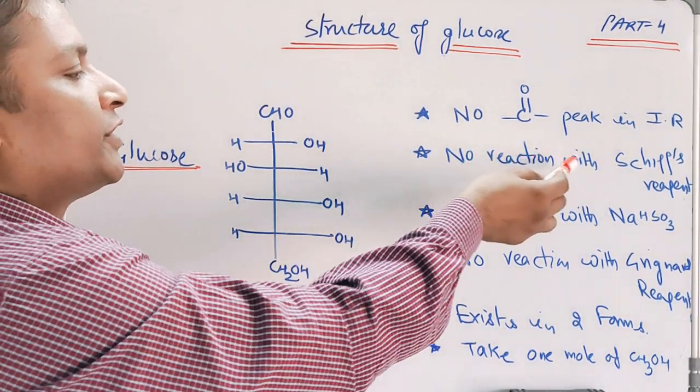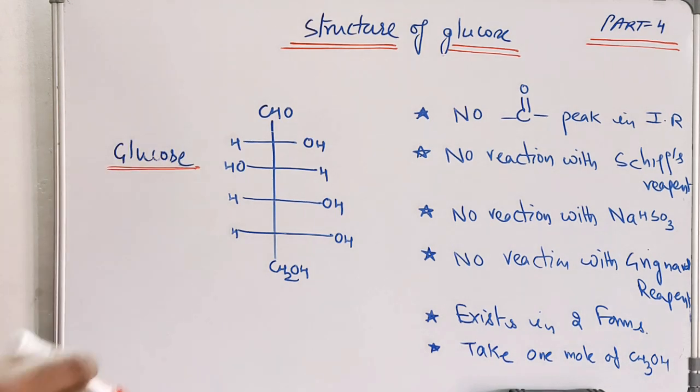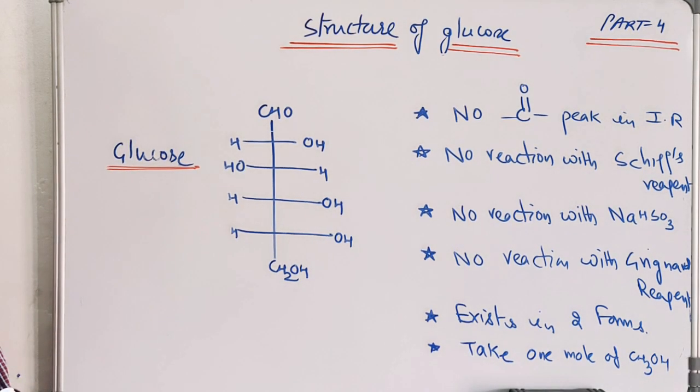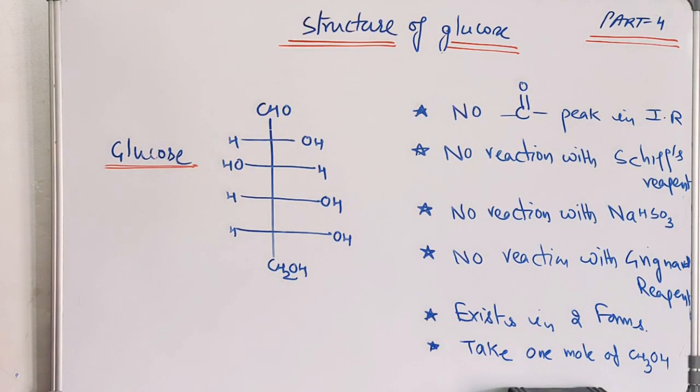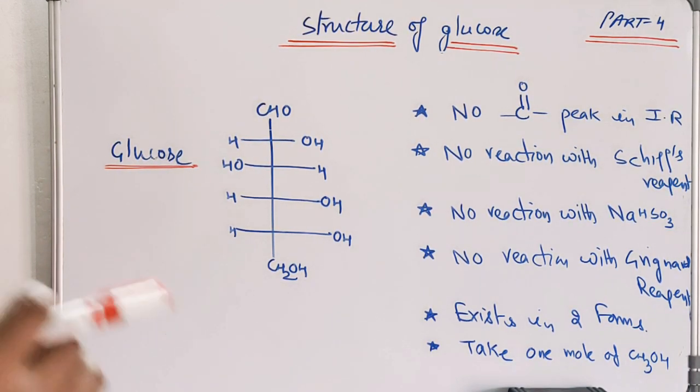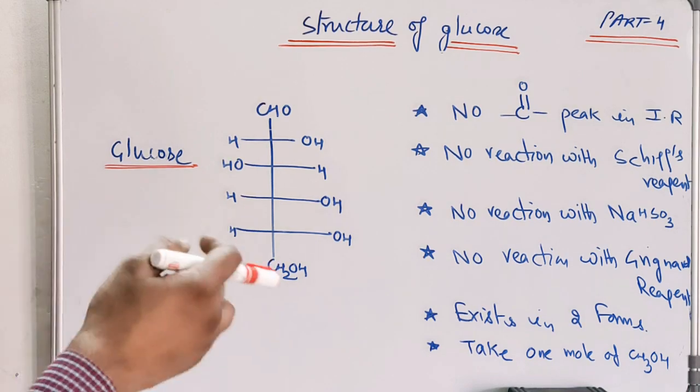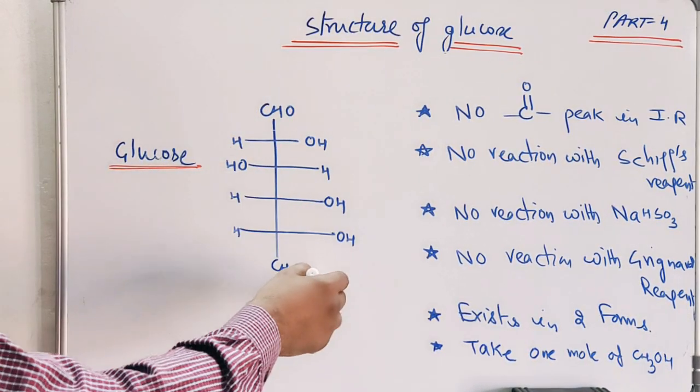Second, no reaction with Schiff's reagent. Usually aldehydes have a tendency to react with Schiff's reagent to give a positive test, but when glucose was reacted with Schiff's reagent, no reaction was observed. So it was again very doubtful why no reaction was observed if it exists in an open chain structure.